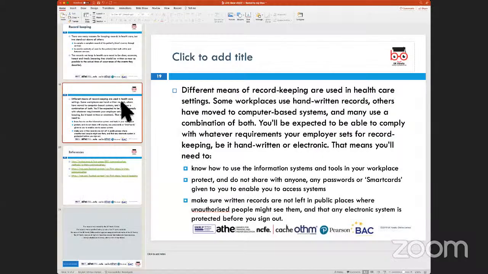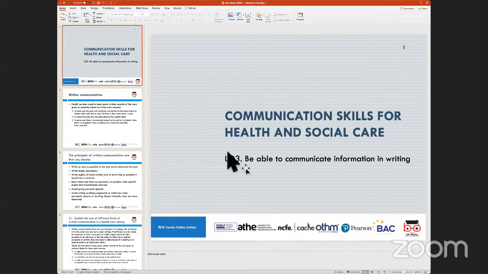So this basically concludes this particular session, and I hope this has been useful for you in covering learning outcome 3, which is primarily being able to communicate information in writing. We have understood the various styles and forms of written communication, why it is used in the health and social care sector, and we've covered all the assessment criteria related to learning outcome 3.